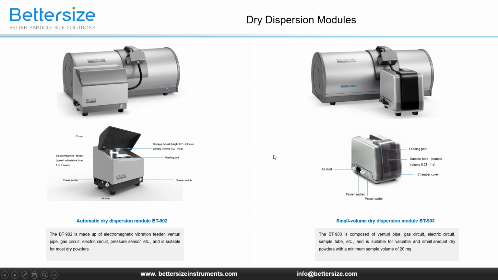Dry dispersion modules of the Bettersizer 2600 include BT902 and BT903. The BT902 automatic dry dispersion module is suitable for nearly all particle size measurements of dry powders. The gas used can be compressed air, nitrogen, or other noble gases. The BT903 small volume dry dispersion module is designed for particle size measurements of valuable and small amounts of dry powders with a minimum sample volume of 20 mg.